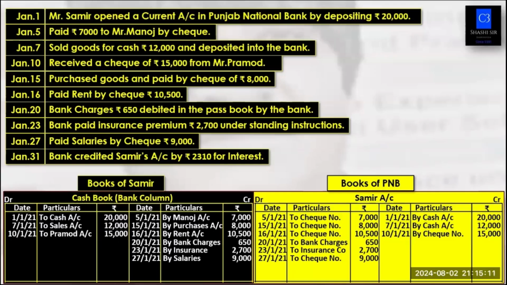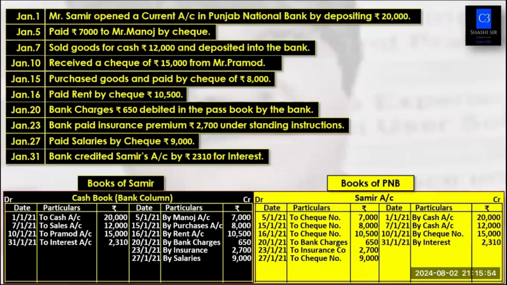The last date of the month, Jan 31, bank credited Samir's account by rupees 2,310 for interest. This transaction says bank credited Samir's account. Bank is crediting Samir's account. So Samir will obviously debit bank account. So on the debit side, to bank interest actually, 2310, and in the passbook, in Samir's account, it will be recorded on the credit side.